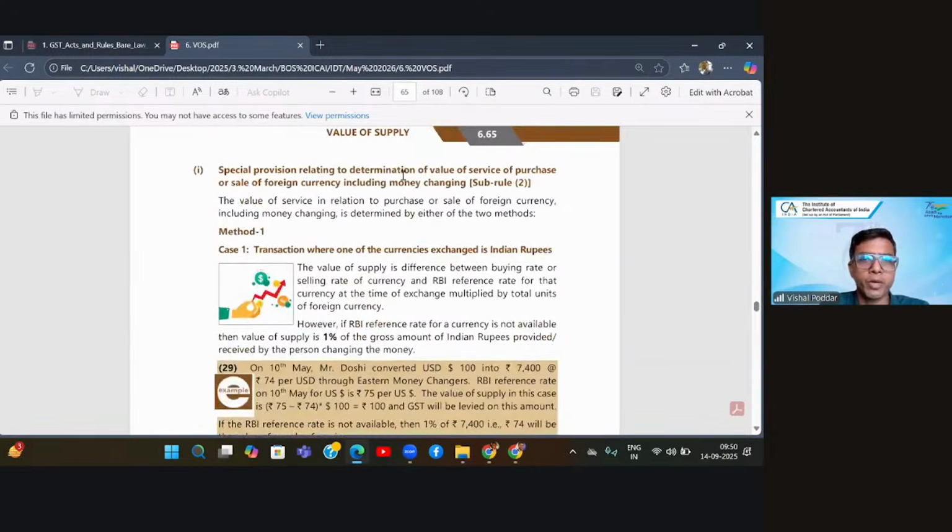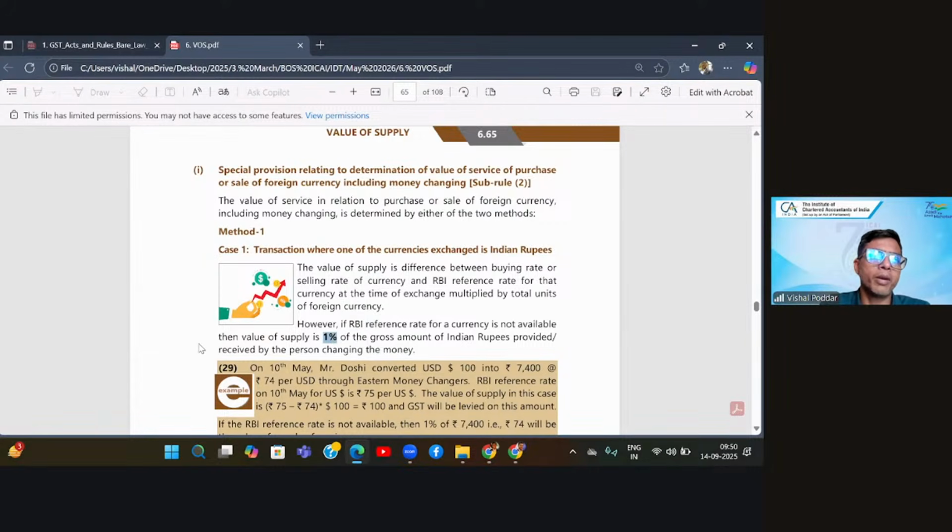Why is the buy rate, sell rate not available? Because for this you have to refer to the RBI rate. Now RBI may not have provided a rate for every currency. So let us say I want a currency of some very small country, let us say some small African country. And for that, the RBI has not given any reference rate because that is not a commonly traded currency. In such cases also, this rule provides a simple answer.